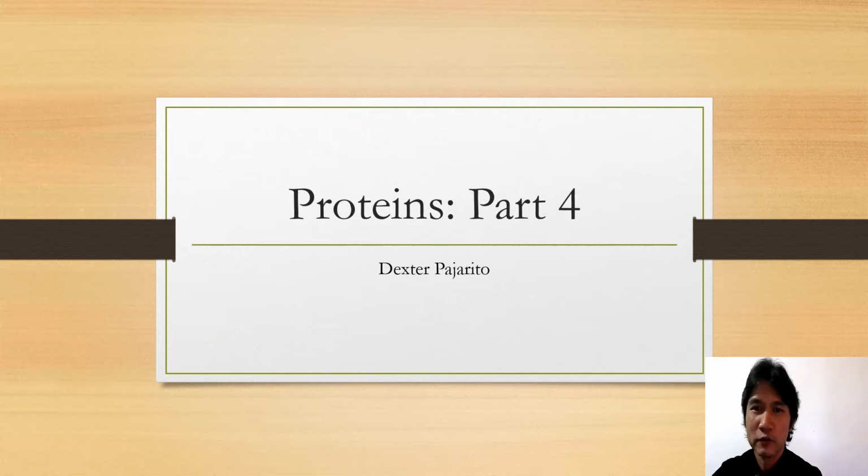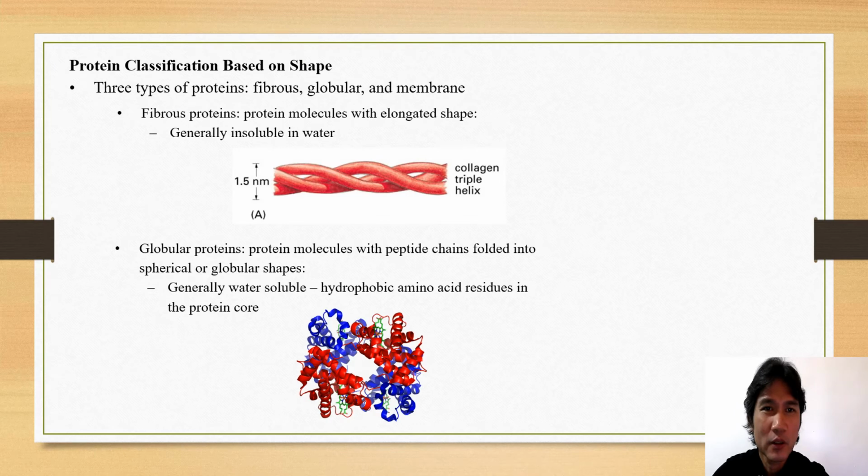We are now on part 4 of this series of lectures on protein. Proteins, remember, are large molecules. They are made up of amino acids. There are many kinds of proteins, and their structure depends on the amino acid content. Their shape also is dictated by the amino acid content.